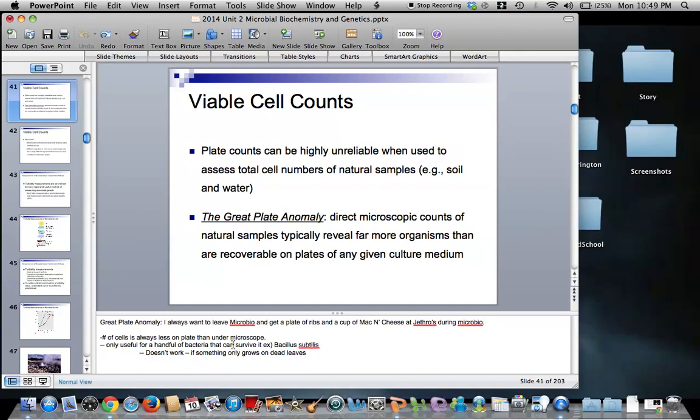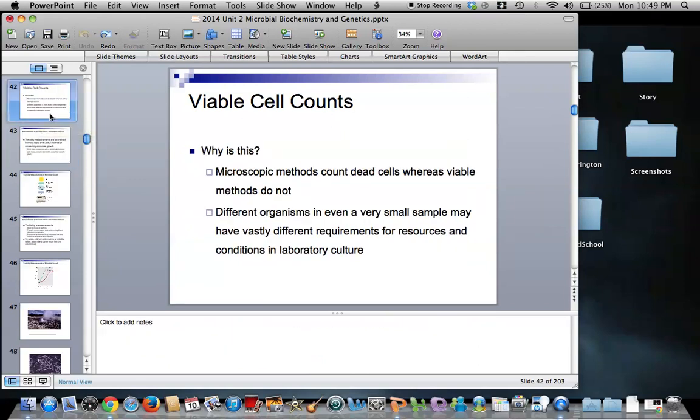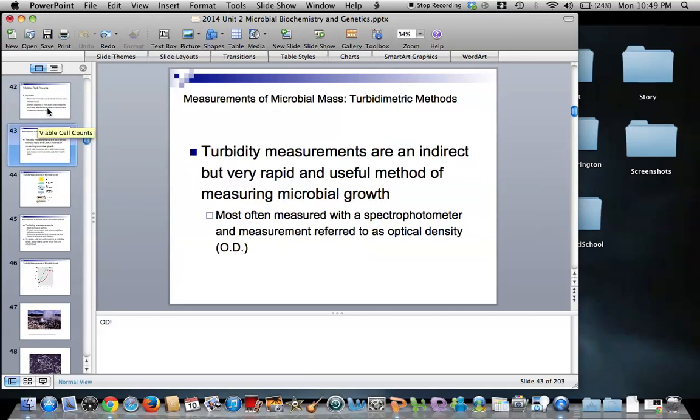So the pour plate is only useful for bacteria that can survive that pour plate process, which makes it not the best ever. So microscopic methods count dead cells, viable methods don't. Different organisms have different requirements for resources, so you get way different cell counts on things.